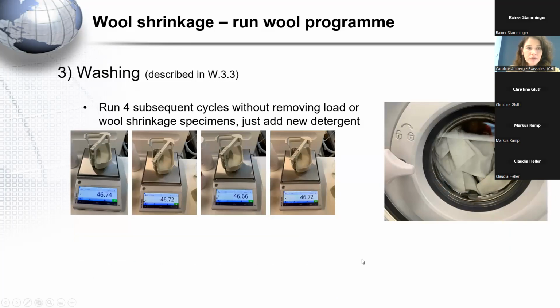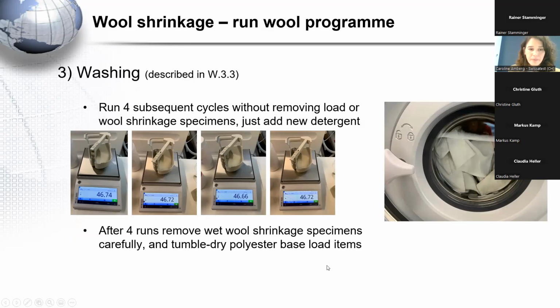Good. So after the first run, as I've said several times, you do not remove the load or the wool shrinkage specimens. You just leave it in the machine and add new detergent. You see it here for the reference machine, so the different times we have weighed the detergent and then add it. And then after these 4 runs, you remove the wet wool shrinkage specimen carefully, and then you can tumble dry the polyester base load items.